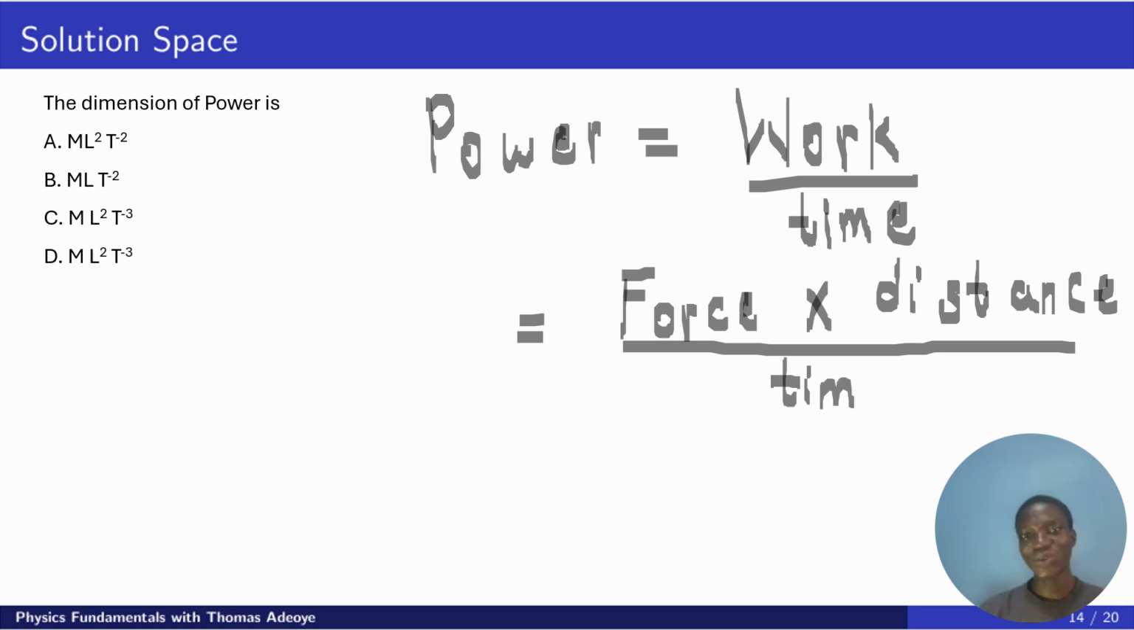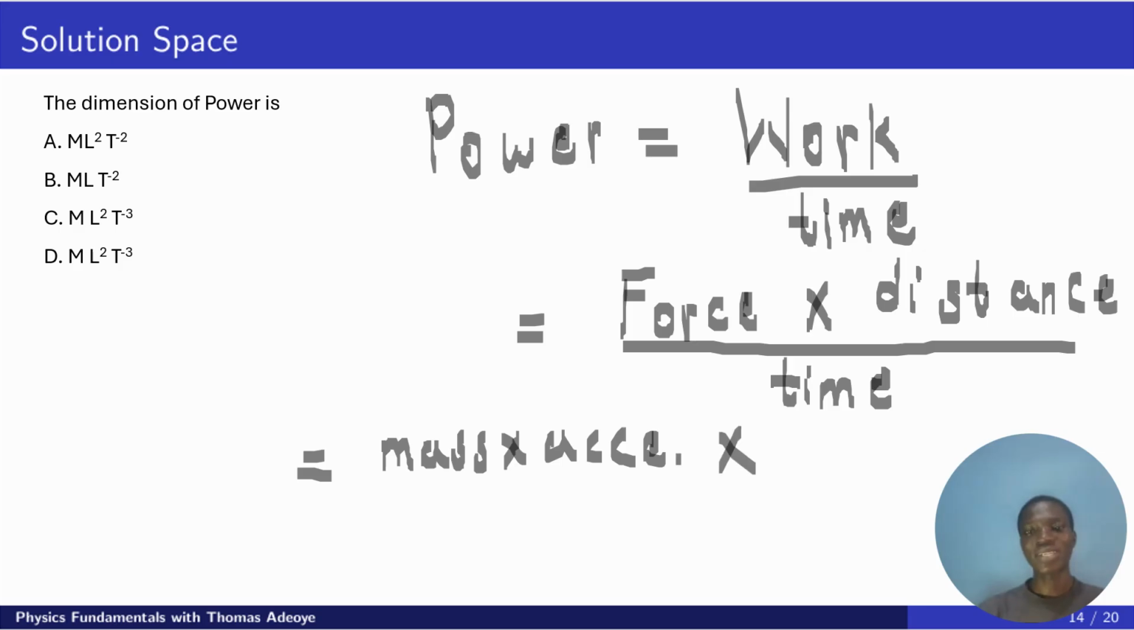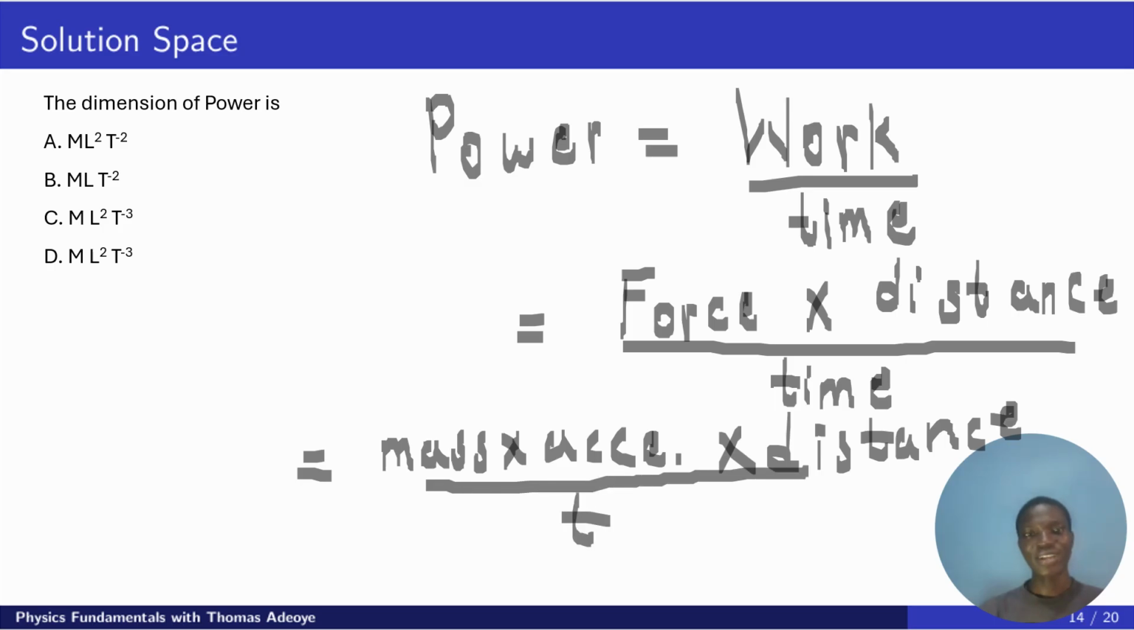Another thing whose formula I may want to find is force. What is force? Force is mass times acceleration. So that will now be mass times acceleration times distance, everything over time. Now I think we are good to go.